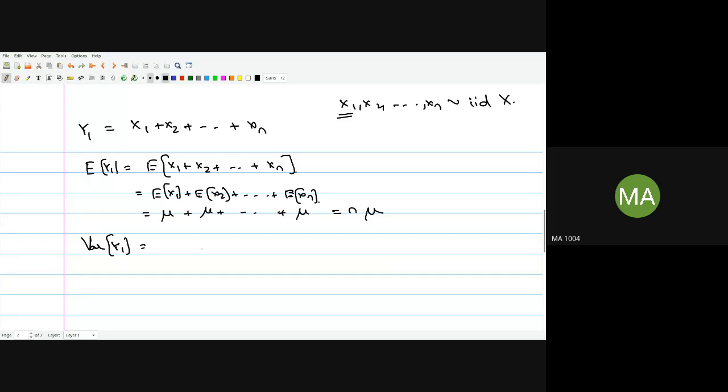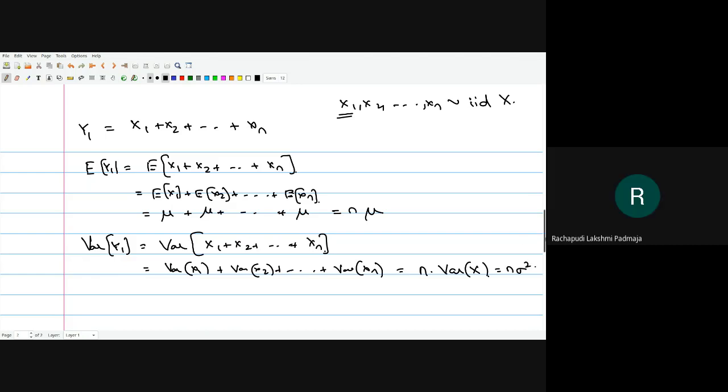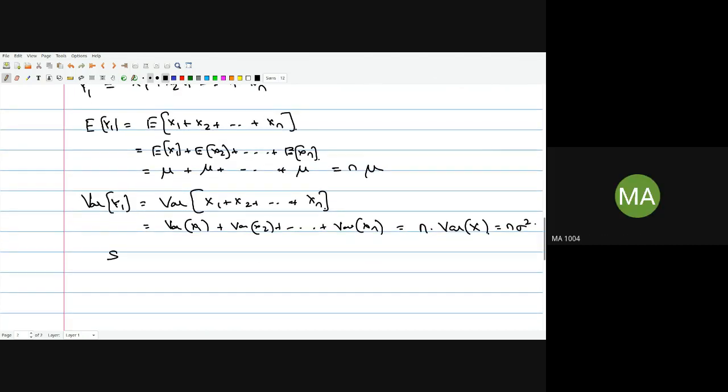Next comes the variance of y1. What will be the variance of y1? They are independent, so we can add directly, since they are IIDs. So we can write variance of x1 plus variance of x2 up to variance of xn. x1, x2, up to xn all have the same variance that x has, so it will be n times the variance of x. And the variance of x we know is sigma square, so it is n sigma square. Now, what will be the standard deviation of y1? Root n sigma.